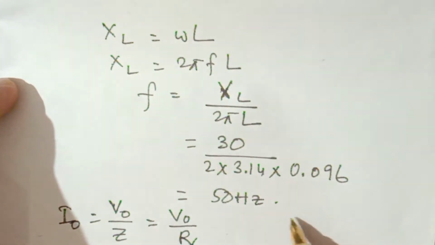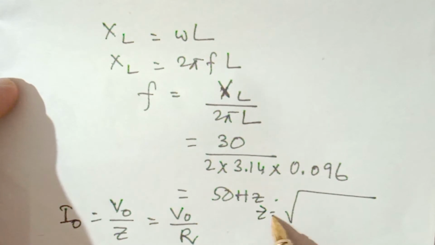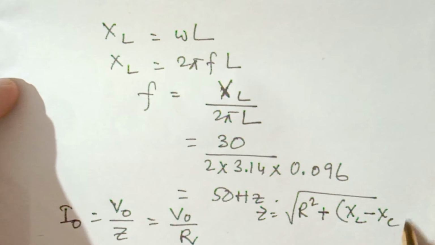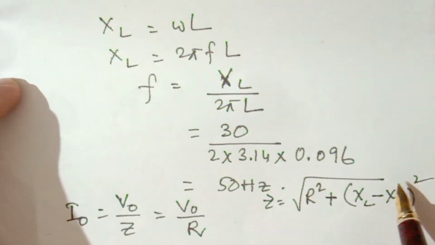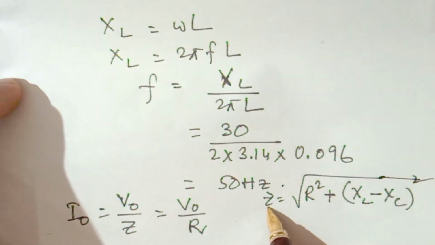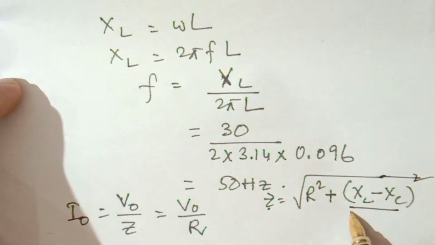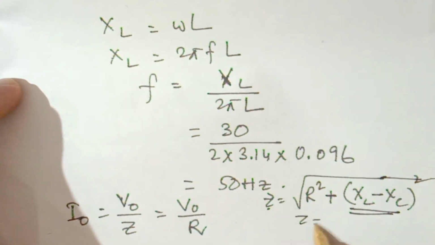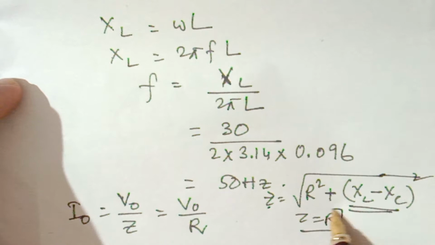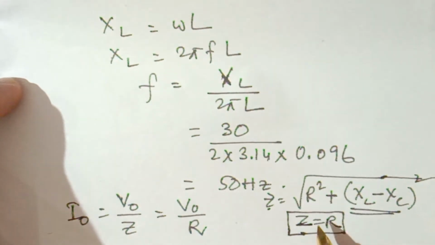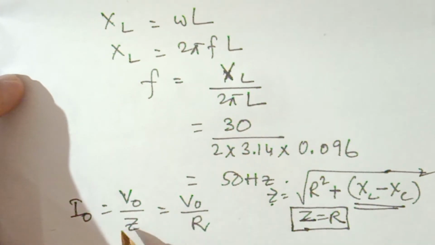Because generally we have Z equals root of R square plus (XL minus XC) whole square. But when current is maximum, then this Z is minimum. That's why XL is equal to XC, so this value will be 0. Then Z is equal to R. So this is the minimum impedance in an LCR circuit. So in place of Z you can put R.